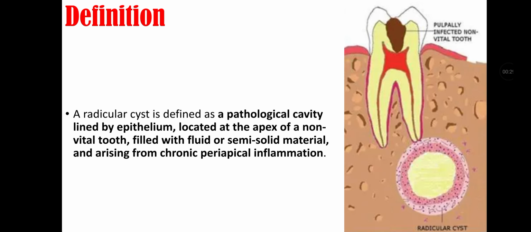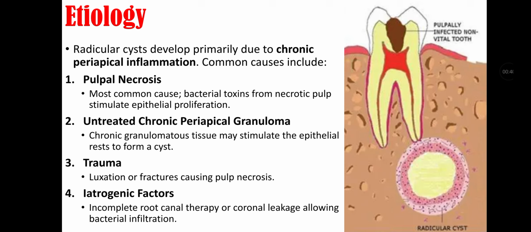Definition: Radicular cyst is defined as a pathological cavity lined by epithelium located at the apex of a non-vital tooth, filled with fluid or semi-fluid material and arising from chronic periapical inflammation.